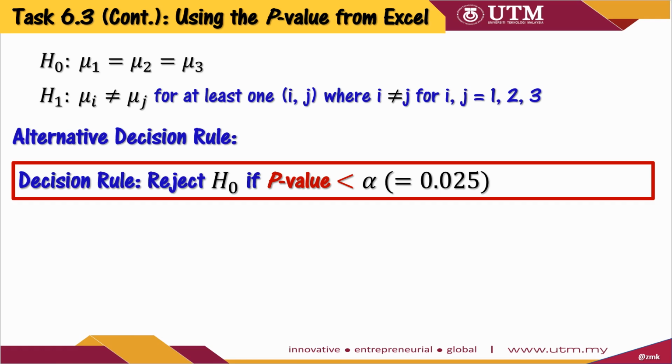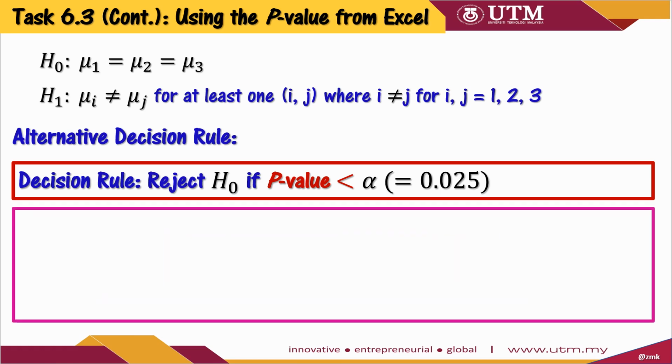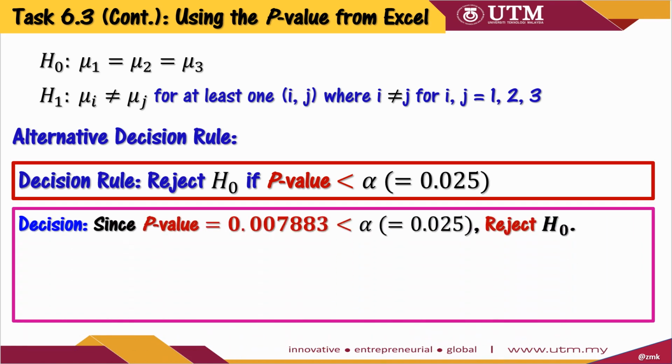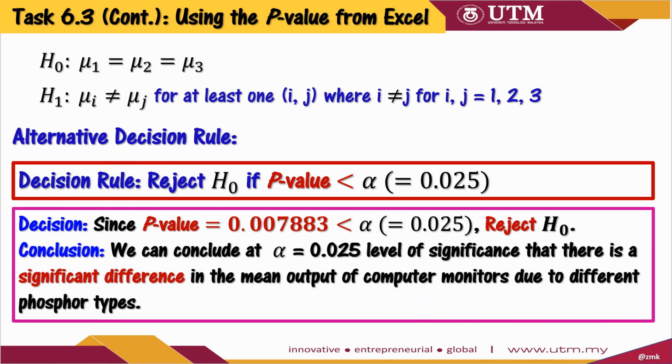Since the p-value given by Excel is 0.007883, which is much smaller than 0.025, then the decision is to reject the null hypothesis H0. The conclusion is then exactly the same as before, where you can conclude at alpha equal to 0.025 that there is a significant difference in the mean output of computer monitors due to different phosphor types.